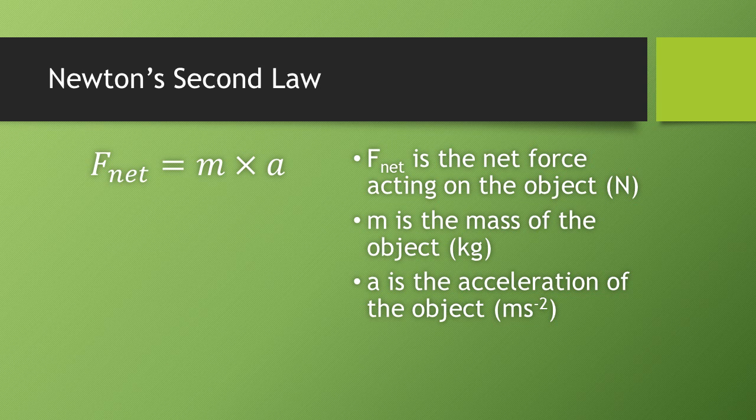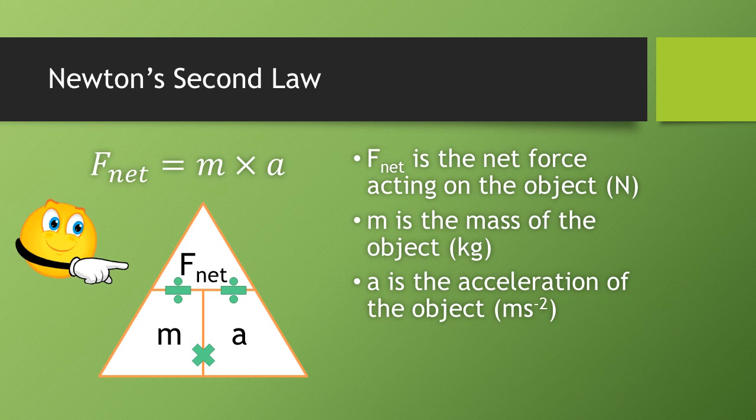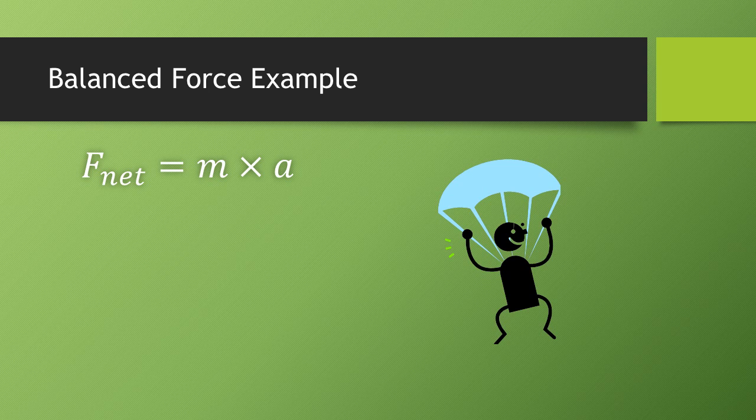Which is quite simply this equation here, that the net force is equal to the mass multiplied by the acceleration, where F net is the net force acting on the object measured in newtons, m is the mass of the object in kilograms, and a is the acceleration of the object in meters per second squared. All of these terms we've come across before. Once again, we can use our triangle in this form to help us rearrange this equation. So let's start with an example.